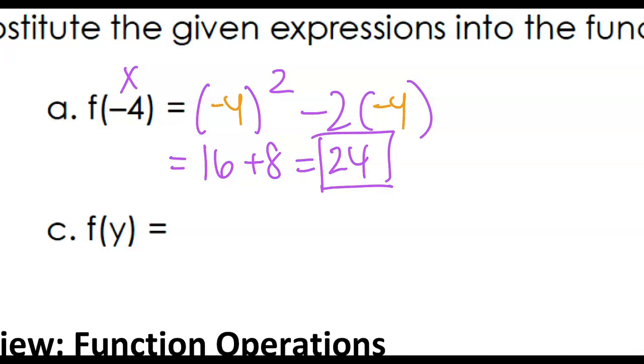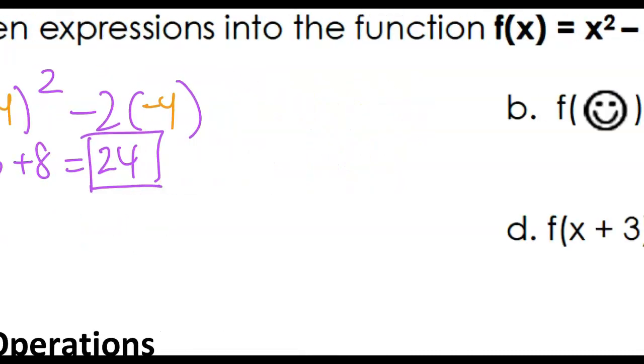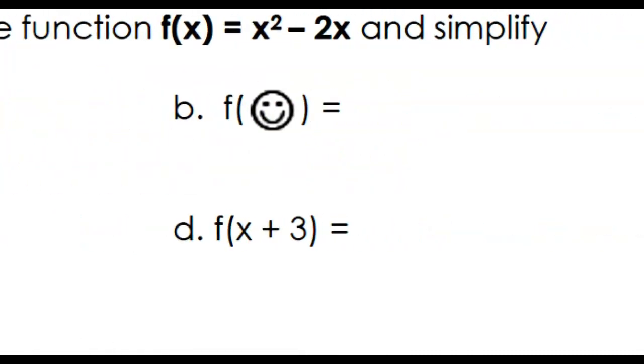For letter D, we're going to do the same thing. All of this is supposed to be plugged in for x. Even though I can see that there's an x here, this is an expression. There are two terms, the x and the plus 3. We're going to take that entire x plus 3, and we're going to replace it for both of the x's. So we're going to make this x squared minus 2x. In that parentheses, we're going to put in x plus 3, x plus 3.